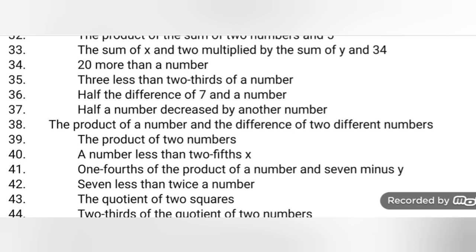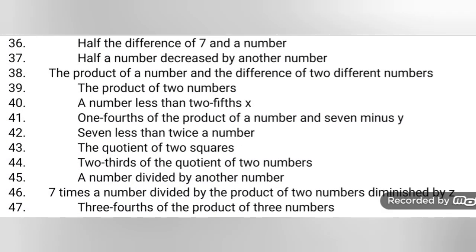A number less than 2/5 of x. So, 2/5 of x muna kasi work backward. 2/5 of x, so 2x over 5 and minus y kasi less than a number. A number less than, okay? So 2x over 5 minus y.